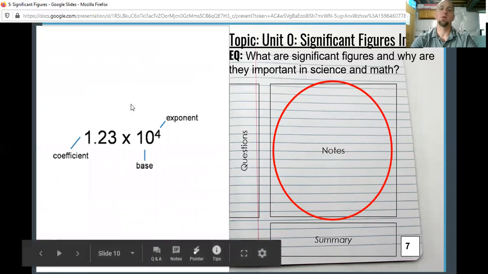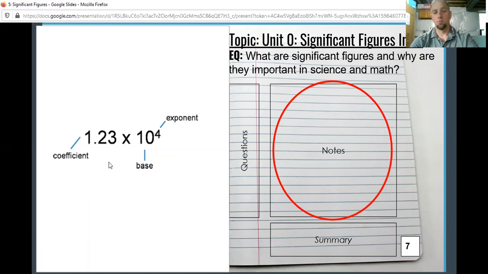So here's those parts of a number in scientific notation. We have our 1.23, which is our coefficient. Okay, that's our coefficient. Then we have our base, which is 10, and our exponent. So 10 to the 4th, times 1.23.